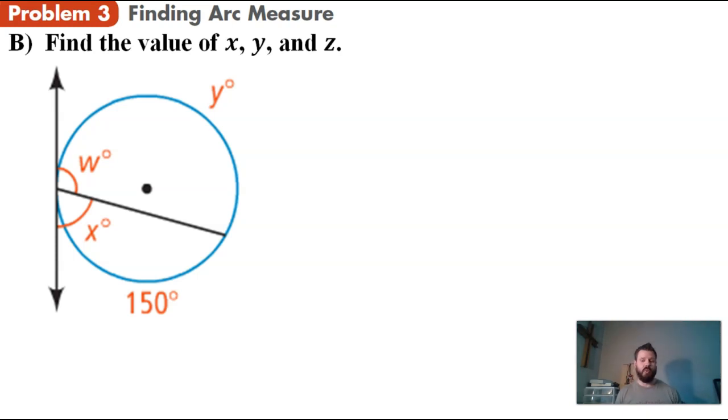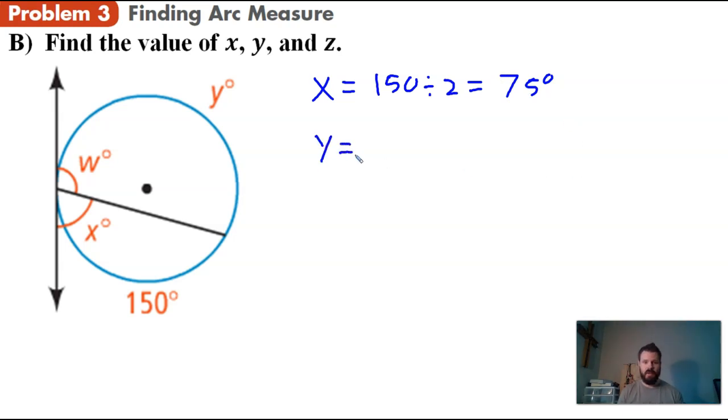And notice there's going to be different orders we can solve this one in. I'm going to find X first because that's the one we can do directly. X is the angle that intercepts this arc of 150. So X is just 150 divided by 2 because the angle equals half the arc. In other words, 75 degrees. For Y, notice Y is the part of the circle that makes up everything but this 150. So to solve for Y, I go whole circle, 360, minus 150, which would give us 210 degrees.